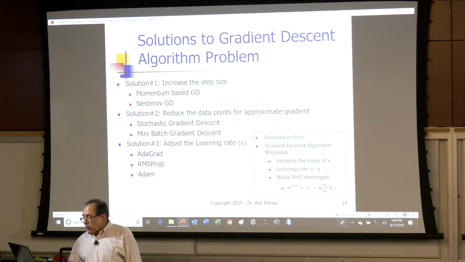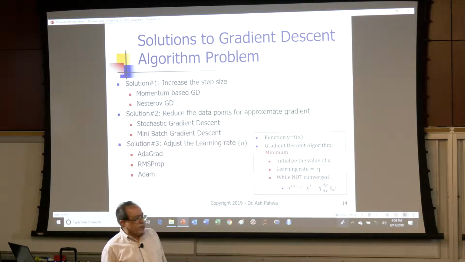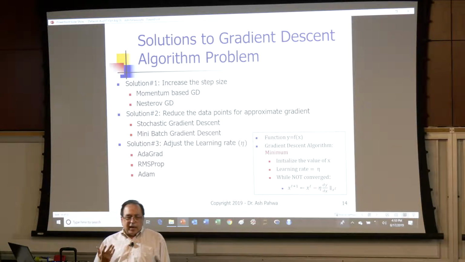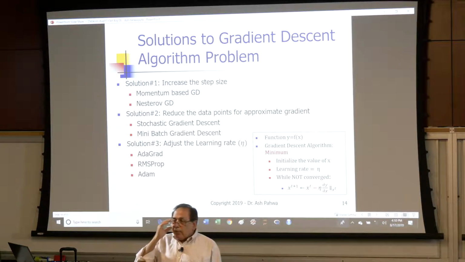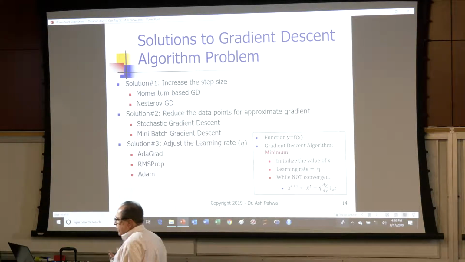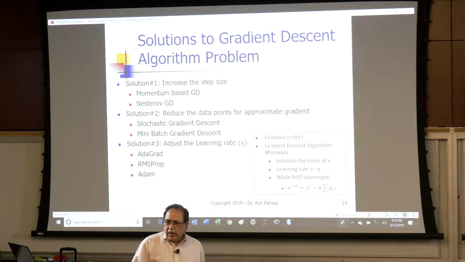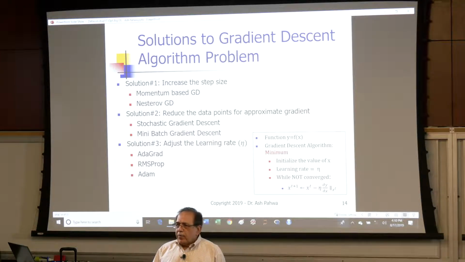There are many different solutions. The first one is called momentum based gradient descent, which I am going to talk about next, and then we have Nesterov gradient descent. Then we have stochastic gradient descent and mini batch gradient descent, and then AdaGrad, RMSProp, and in the end we have Adam. Adam usually works fairly well these days, although it was developed in late 2015, when that paper was published. But so far nobody has found anything better than Adam.